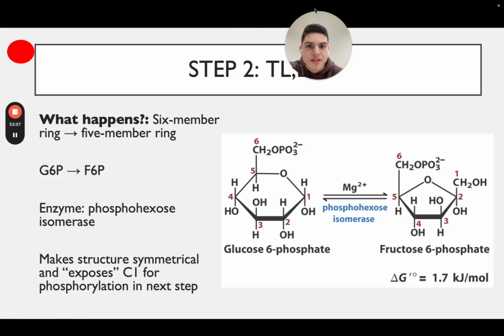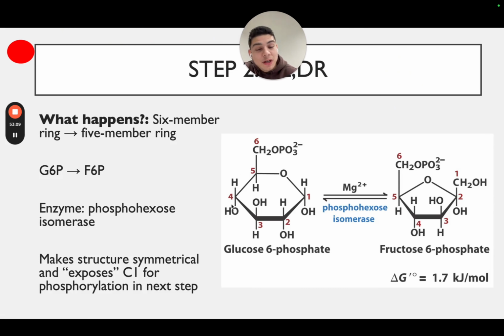And then for step 2, TLDR, basically we have our glucose 6 phosphate. Now we need to convert it into a furanose ring, a 5-membered ring, fructose 6 phosphate. So we're not doing anything chemically. We're not adding bonds. We're not adding anything. All we're doing is changing the ring size from 6 to 5. And which enzyme is it? It's a phosphohexose isomerase. Now, to break this word down, phosphohexose means that it's a phosphate group attached to a 6-membered ring. And then isomerase just means that we're converting this ring.